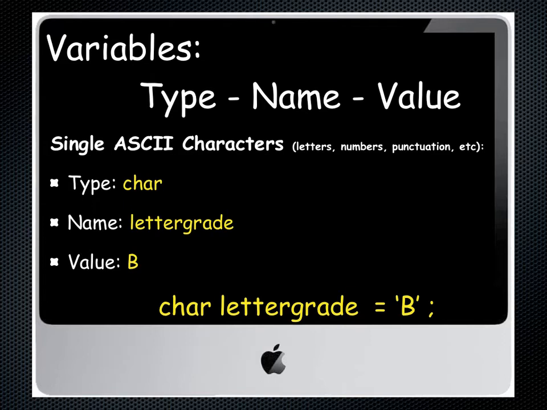Note that when we assign a value to a char variable, we place the value inside single quotes. You must do this, otherwise the program would be confused and think that letter grade was supposed to be equal to a different variable that had a name B. So, always remember, when we assign a value to a char variable, we place it inside single quotes.